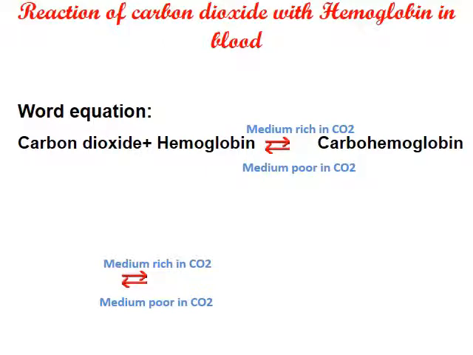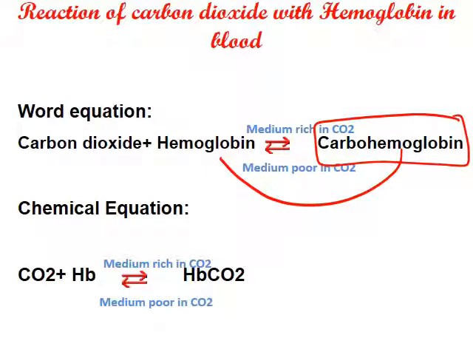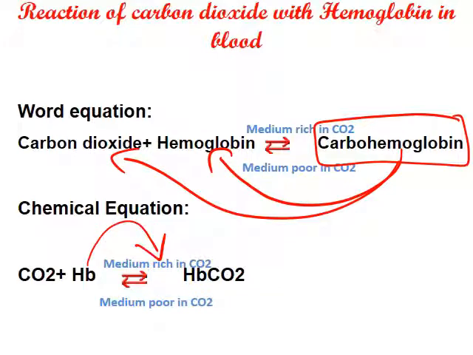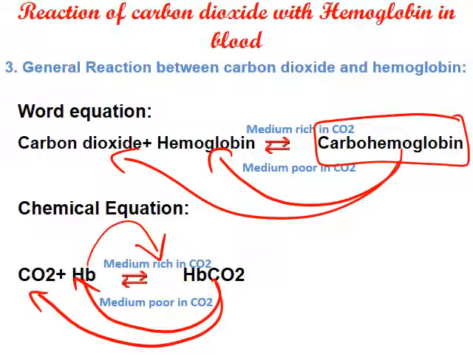General equation: medium rich and medium poor. In a medium rich in carbon dioxide, carbon dioxide plus hemoglobin gives carbohemoglobin. In a medium poor in carbon dioxide, carbohemoglobin gives hemoglobin and carbon dioxide. Chemical equation: CO2 plus Hb in the medium that's rich in CO2 gives HbCO2, while in the medium that's poor in CO2, HbCO2 dissociates to give hemoglobin plus CO2.